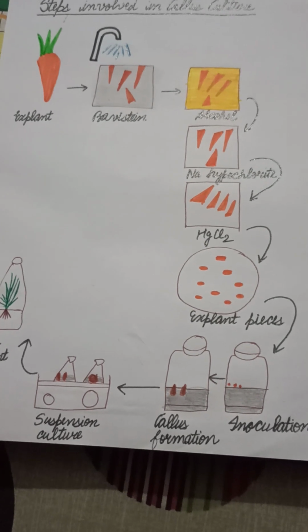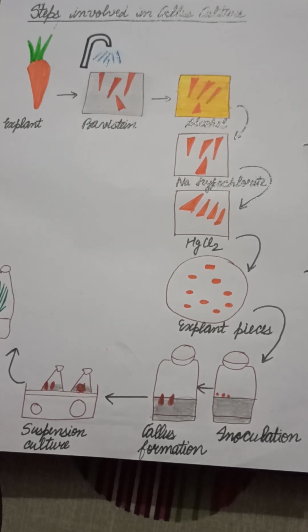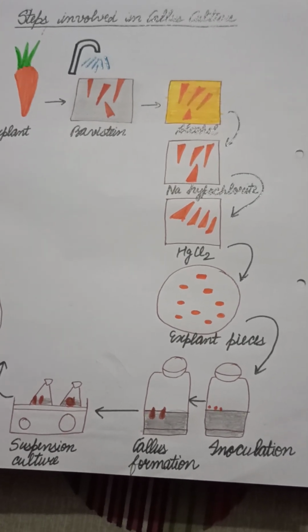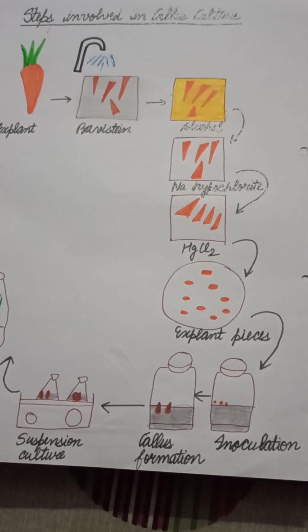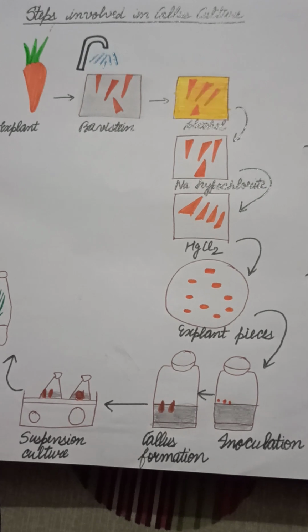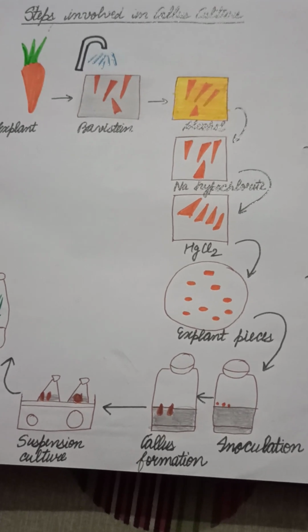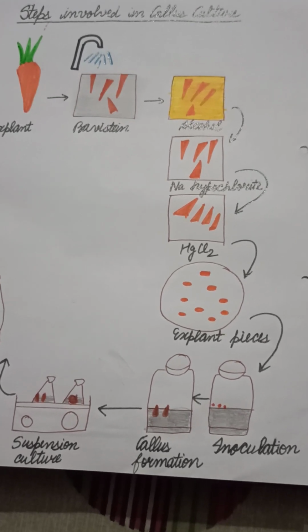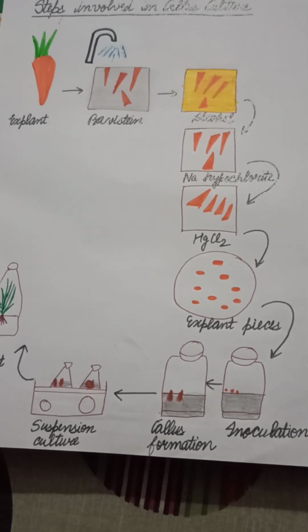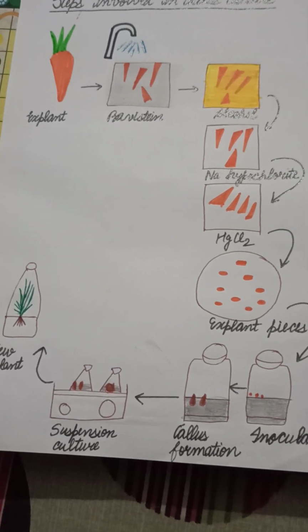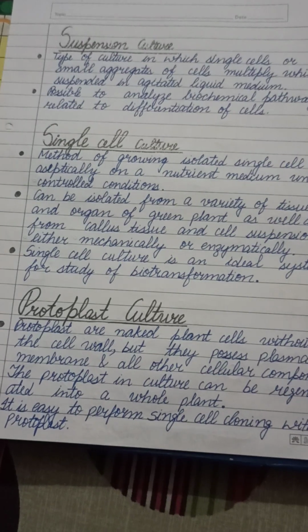Firstly, we take an explant and these explants are washed with 70% alcohol. Then they are treated with sodium hypochlorite, then with mercuric chloride. Then the explants are cut into pieces. Then they are inoculated and callus is formed. And then callus is cultured in suspension cultures and new plants are formed in suspension cultures.